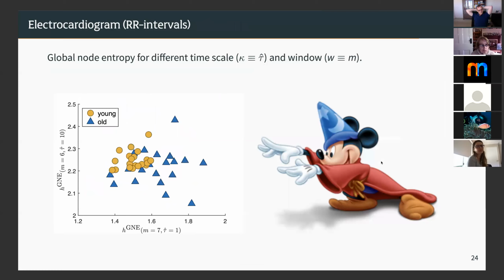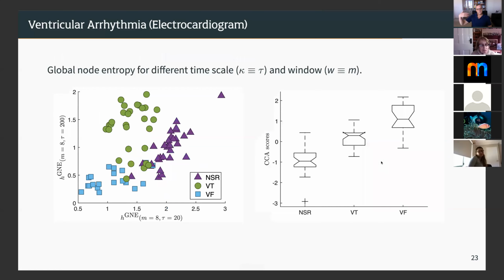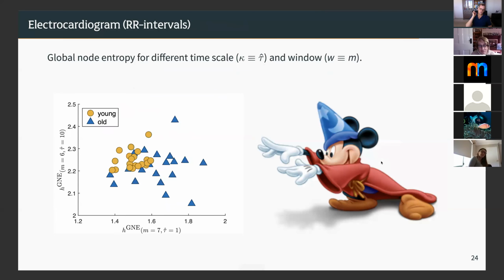The second one, which we'll just talk about briefly, comes from one of the PhysioNet data sets. This is the so-called Fantasia data set, hence that's what Mickey Mouse is doing there. Essentially, this is recordings of RR intervals. So here we had the full ECG waveform. Here we've just got the peaks, right? So the time between successive heartbeats.